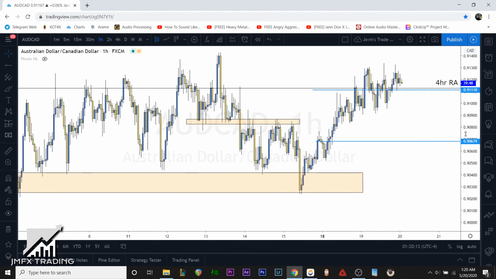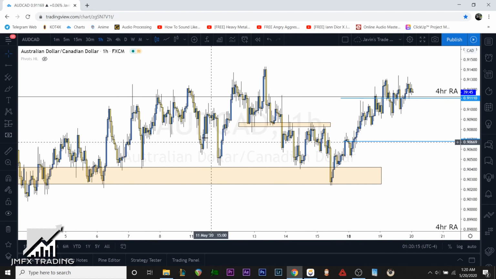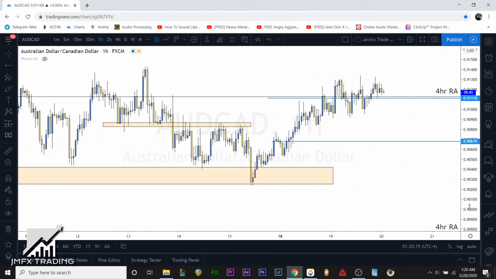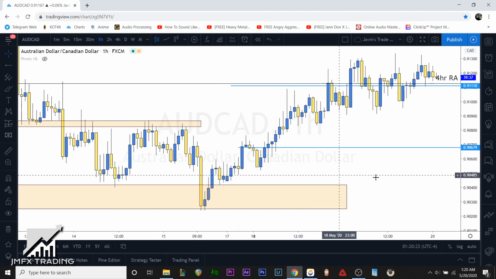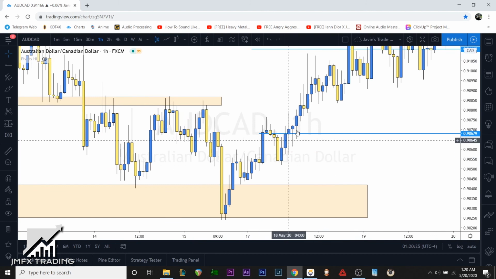So overall, this was a fairly simple trade. Once again, all I did was be patient and add all of my confirmations, and then once I had enough bias on the way I wanted to take the trade, I simply observed the price action, found my entry, and then took my trade.